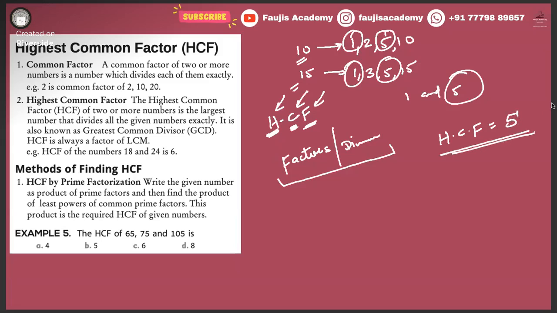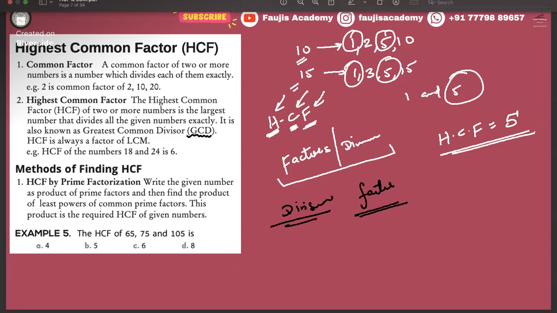Okay. The other name of highest common factor is what? Greatest common factor or greatest common divisor. What is the difference between a divisor and factor? Both are the same. Okay. That's absolutely right. So now you understood what exactly we mean by HCF or GCD. Now let's delve into the methods of finding the HCF.